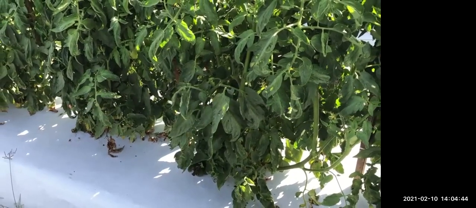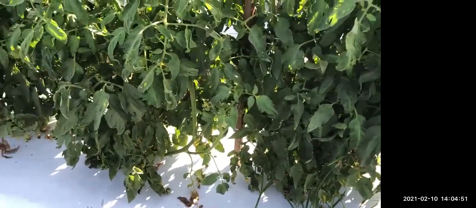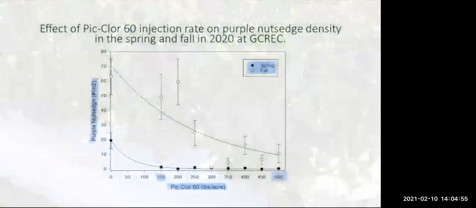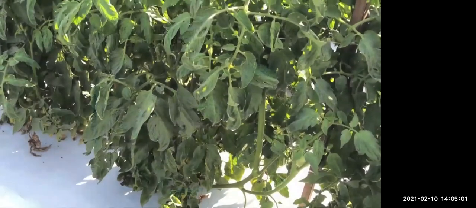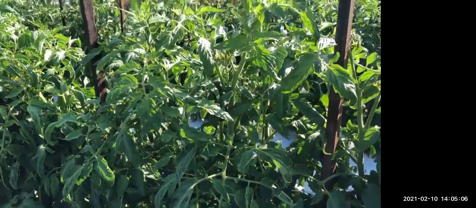The last rate is 500 pounds per acre, which is, of course, much higher than you would ever use. It's above the label rate. But you do notice pretty good control. If you remember back to the graph again, we did not get 100% nutsedge control even at 500 pounds per acre, but we've had a steady decrease, and you can see in this plot pretty good control, and the plants still look very good.